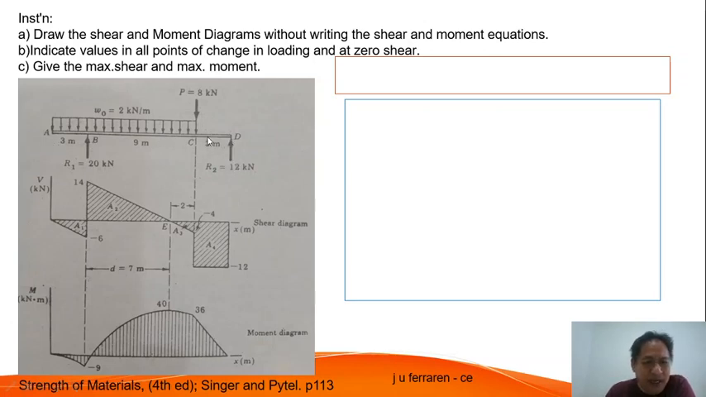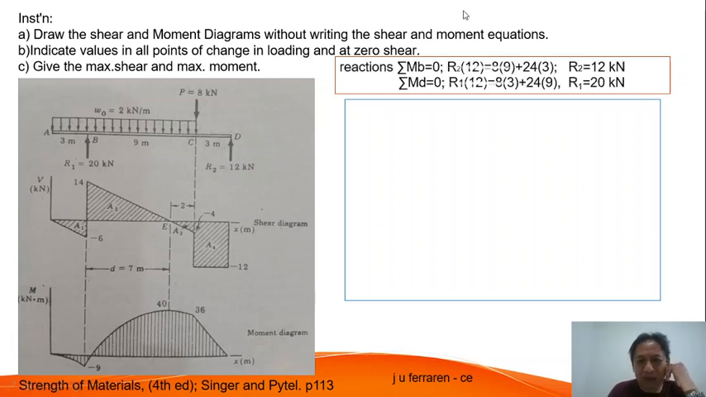Now, usually, you have to start with the reactions. So, this is not part of the given, so you need to solve for it. So, let us look at how to get it. Solving for the reaction, say I have to solve for R2. R2 is here. So, I have to take moment at B. Correct? Okay, moment at B.